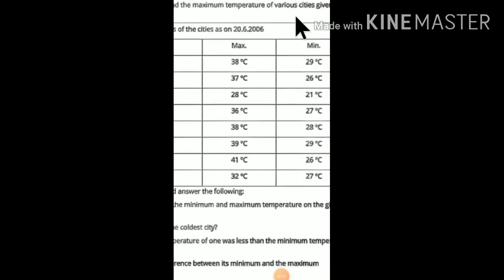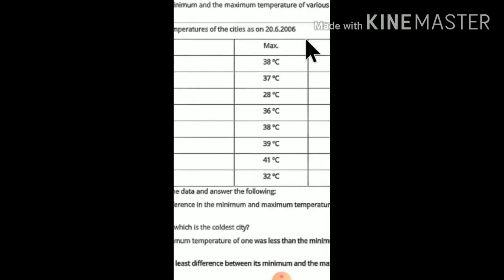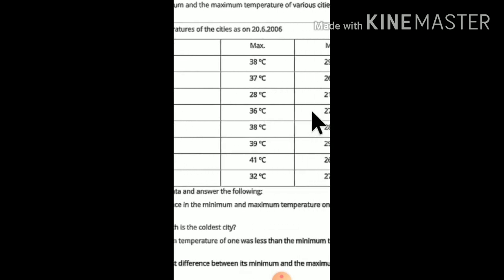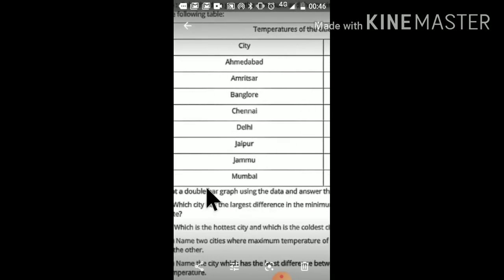Number 6. Take the data giving the minimum and maximum temperatures of various cities given in the following table. So temperature of the cities on 26/2006 are given. So cities are given: Ahmedabad, Amritsar, Bangalore, Chennai, Delhi, Jaipur, Jammu and Mumbai, and their maximum and minimum temperatures are given. Okay, so now you have to plot a double bar graph using the data and answer the following questions.